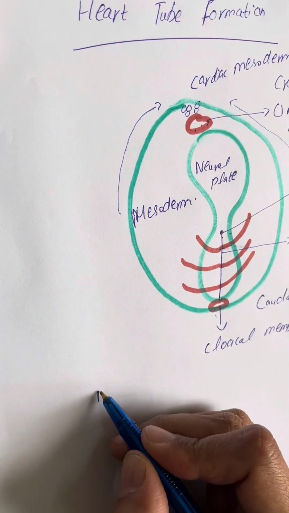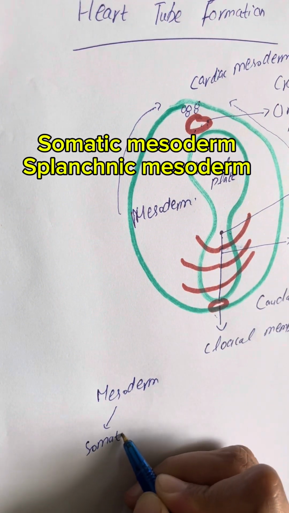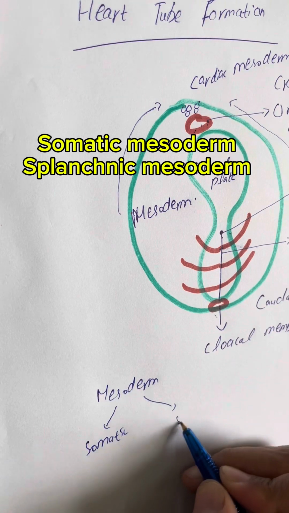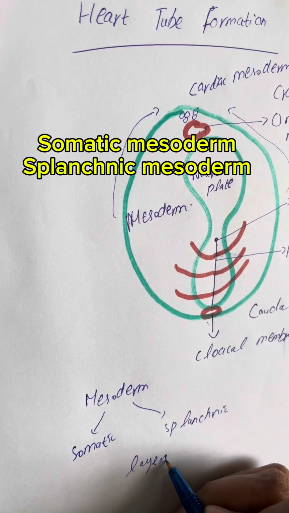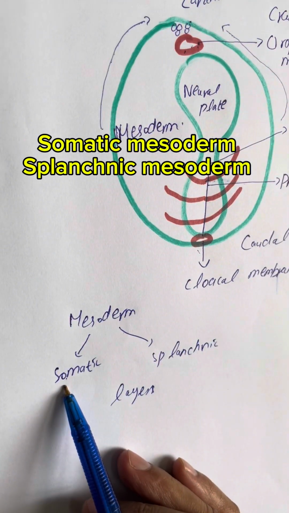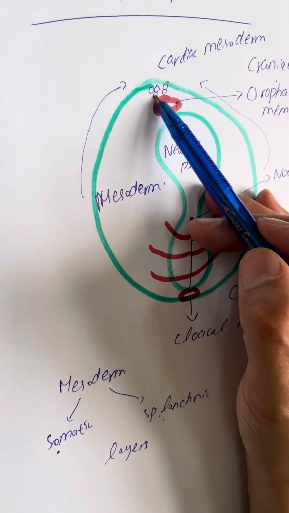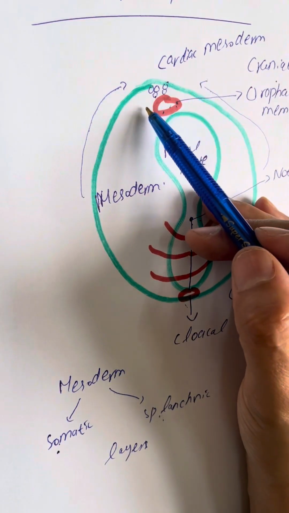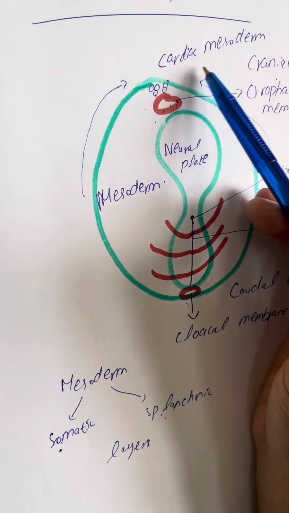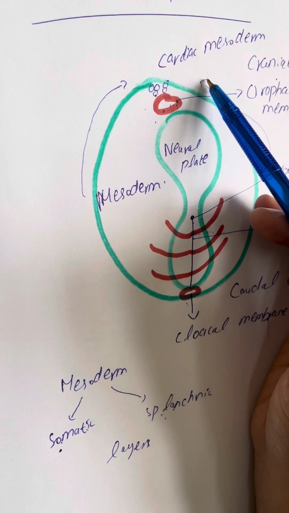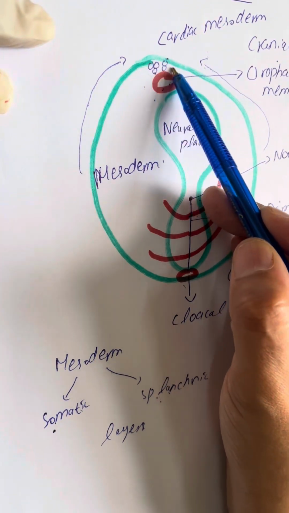As you know, mesoderm is divided into two layers. One is called the somatic layer and the other is called the splanchnic layer. Somatic layers form the body wall, the splanchnic layers form all the visceral structures. The same will happen at this cardiac mesoderm. Here again the mesoderm will divide into two layers, somatic and splanchnic, and all the structures of the heart will form from the splanchnic mesoderm. Around this mesoderm there is formation of a structure which is called the heart field.